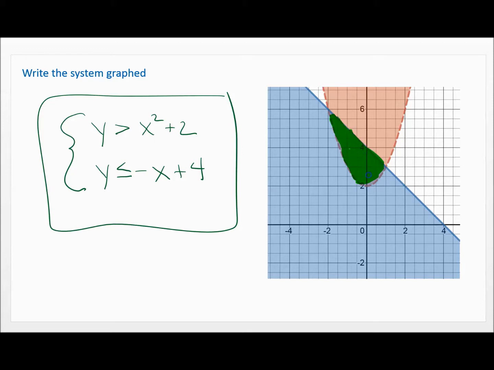The solid line means that's included as part of your answer, whereas the dashed line means it goes right up to the dashes, but then it stops. So any ordered pair that's in that green area will make both of these inequalities true.